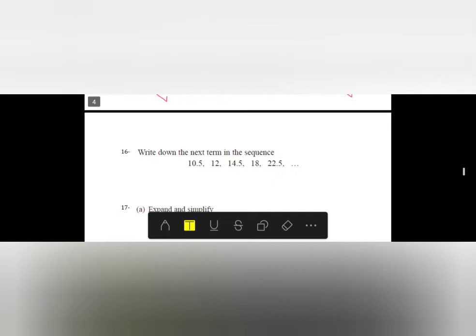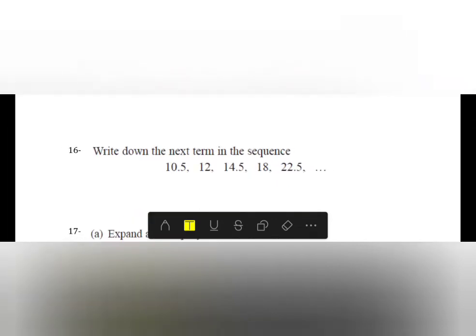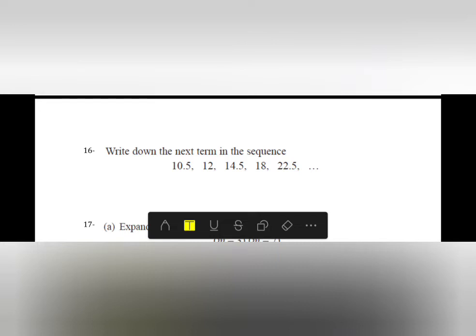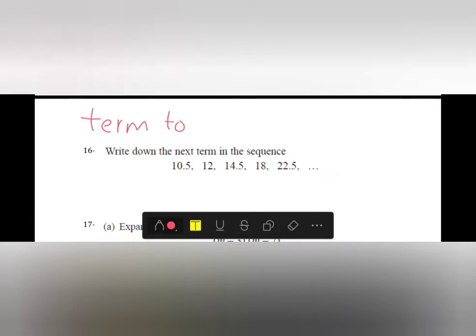Let's take a look at some questions here. Question 16. Write down the next term in the sequence. Now, to write down the next term of the sequence, you have to find the term-to-term rule. And what's the meaning of a term-to-term rule? It means how did this term become this and how did this become this? If they are the same, you're going to use it to find the next term. So how do we find it?